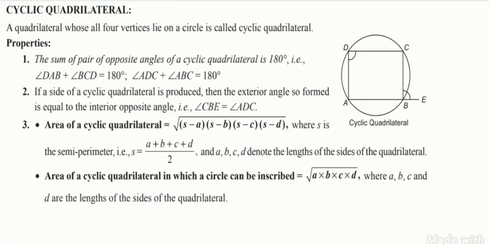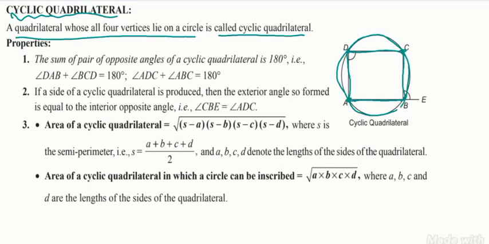The very important concept we have here is the cyclic quadrilateral. Every student should learn about cyclic quadrilaterals. The quadrilateral whose all four vertices lie on a circle is called a cyclic quadrilateral. Let us see the figure here. Suppose we have a quadrilateral ABCD, and the vertices A, B, C, D all lie on a circle. Then the quadrilateral ABCD is a cyclic quadrilateral.